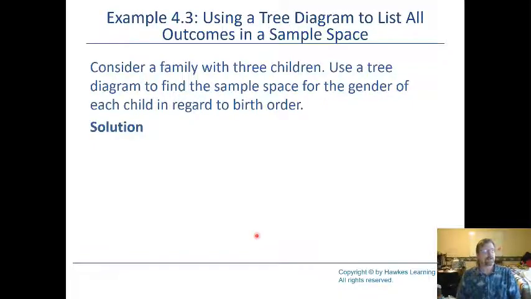So let's think about a family with 3 children. And I'm not going to encourage you to pause here because you've not seen a tree diagram unless you're looking at the textbook as well. So this will be an example giving the introduction to the tree diagram. We want to find the sample space for the gender of each child in regard to birth order, which is actually a very grammatically unclear question, and I'm not entirely sure, based solely on that, what they're trying to ask. So let's see what they've gone with.